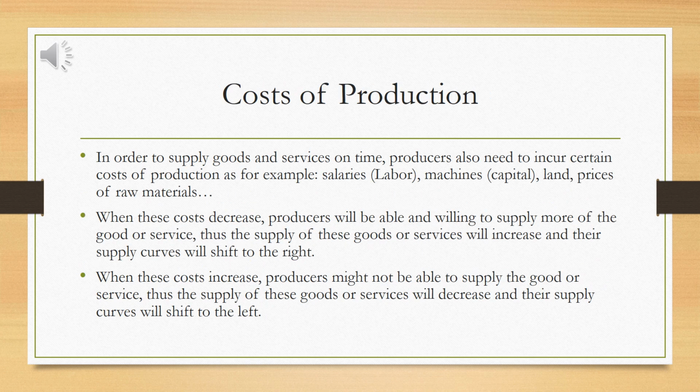In order to supply goods and services on time, producers also need to incur certain costs of production, as for example salaries, machines, land, prices of raw materials, and so on. When these costs decrease, producers will be able and willing to supply more of the good or service. Thus, the supply of these goods will increase and their supply curves will shift to the right.